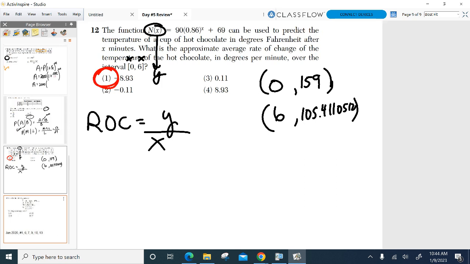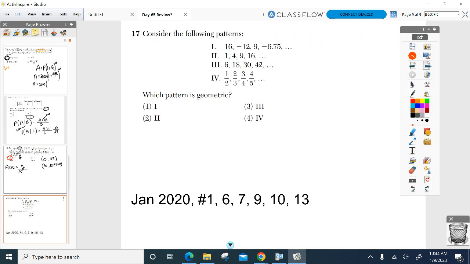All right, I got one more with you, then you're on your own. Number 17. Which pattern's geometric? Quick review, what's geometric again? How do I know if it's geometric? The first value is added to... Nope, that's another type of sequence. Geometric sequence, how do I know?